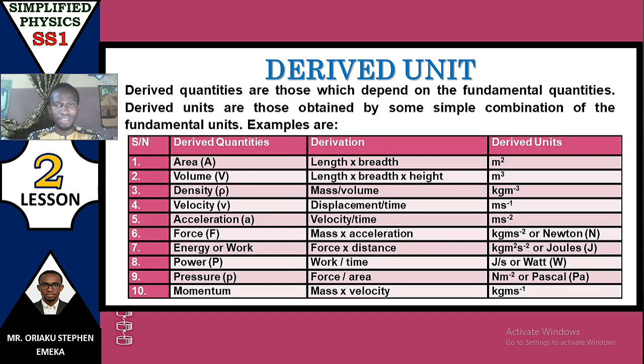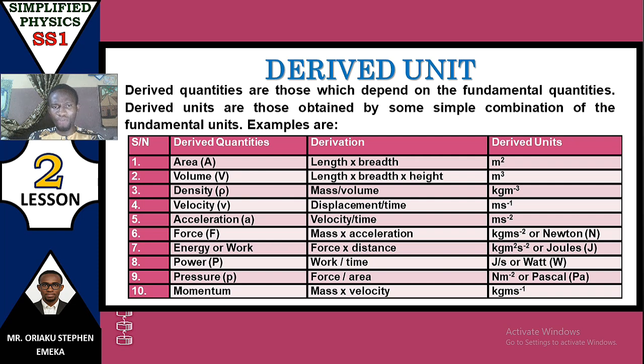These are the units. This is the table, and we have their derivation. Like area: area is length times breadth. Length is measured in meters, breadth is measured in meters, so that is meter times meter to give us meter square. Volume is length times breadth times height, which is meter times meter times meter, meter cube. This is the basic table. One thing you should know is that some of these derived units actually have to be given another name.